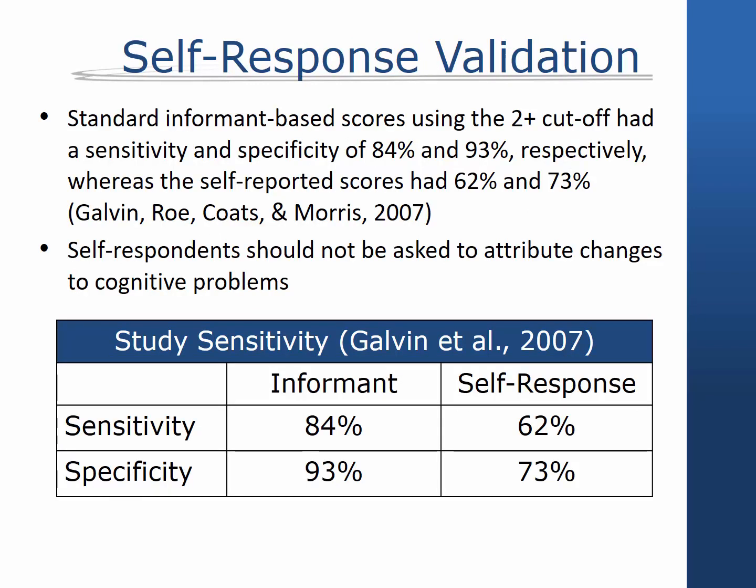The instrument was also validated for use as a self-report measure. In this validation study, the authors found that a standard informant-based AD8 scores using the 2+ cutoff had a sensitivity and specificity of 84% and 93%, respectively, whereas the self-reported AD8 scores had 62% and 73%. The instructions for the self-reported AD8 indicate that self-respondents should not be asked to attribute changes to cognitive problems.